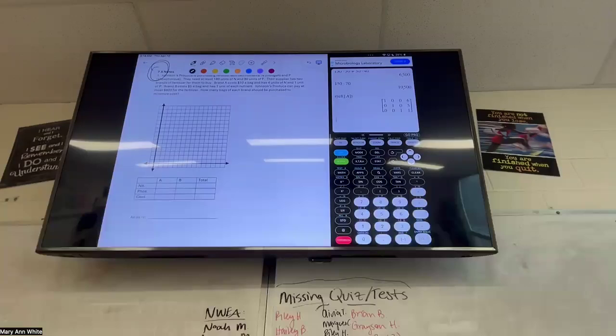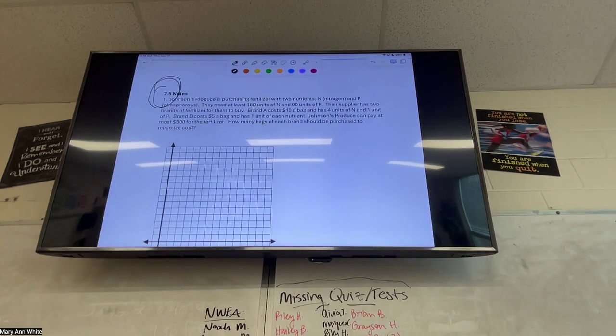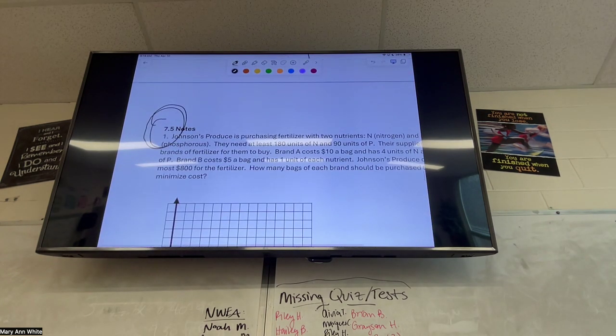Is what we're about to do right now on your quiz? For sure, no. Okay, great. Good. I just want to make sure we're good. This one is a little bit funky. We're doing some word problems. This is called linear programming.